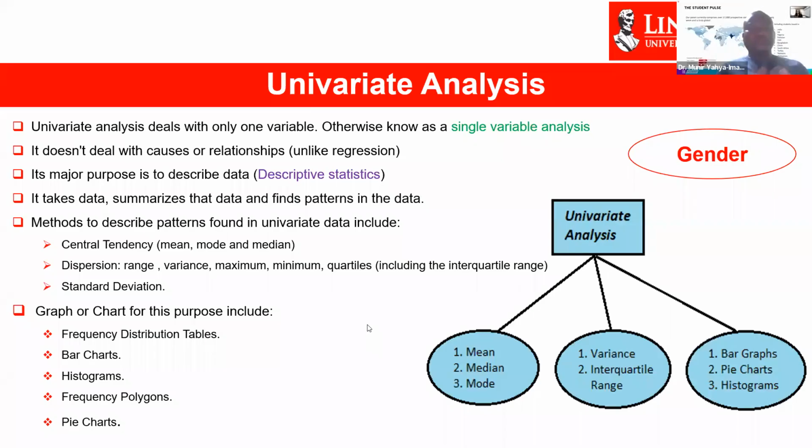So now, univariate analysis is another type of analysis. Univariate analysis deals with one variable.